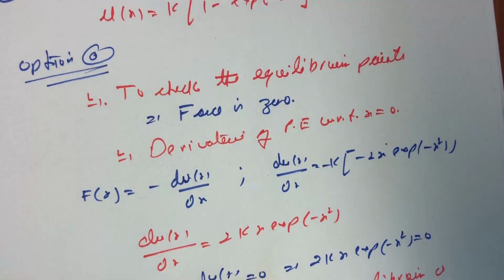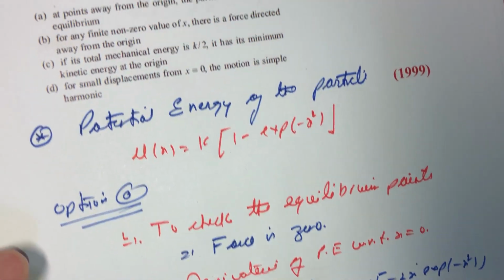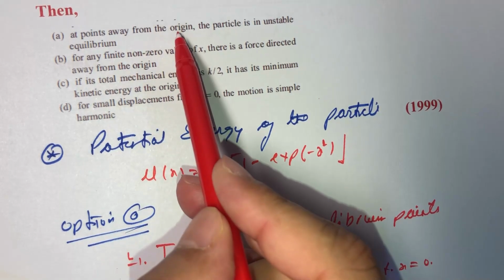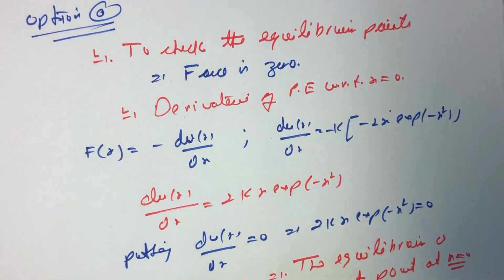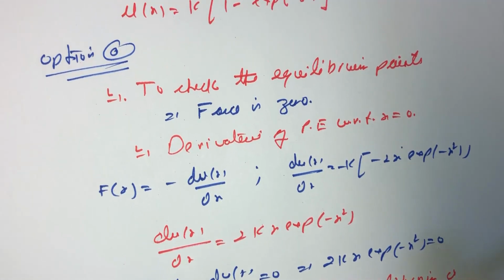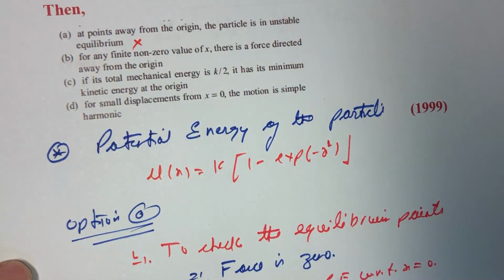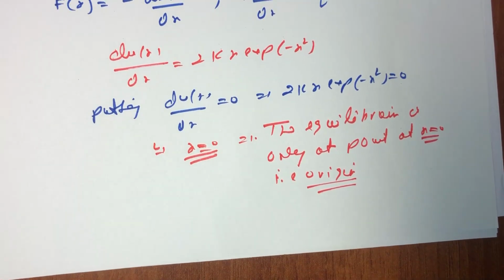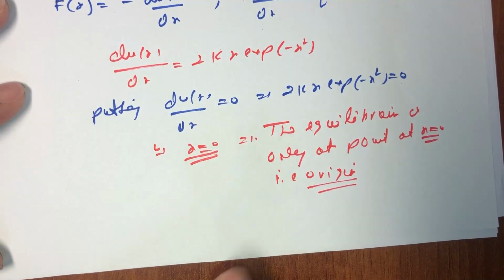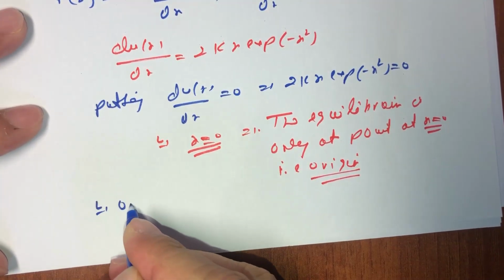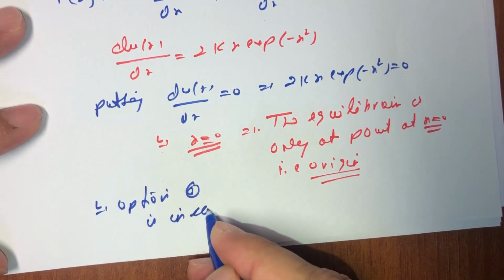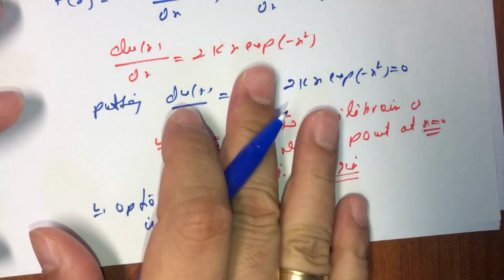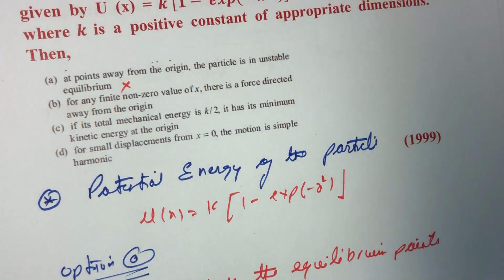In option A, it is given that at points away from the origin, the particle is in unstable equilibrium. But we just proved that there is only one position of equilibrium, that is at the origin. So this is not the correct option. Option A is incorrect.